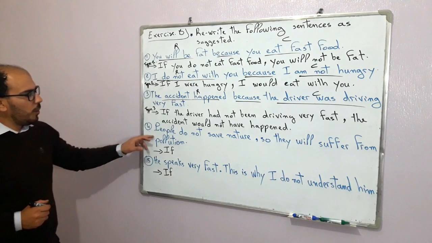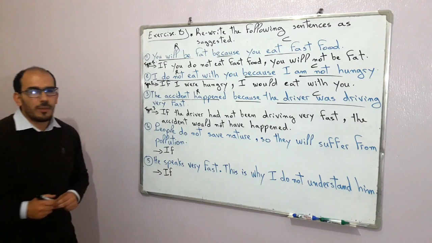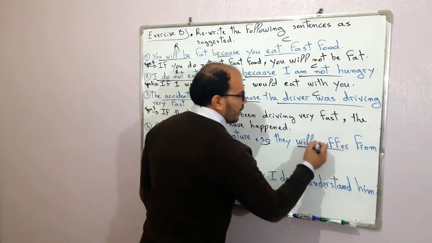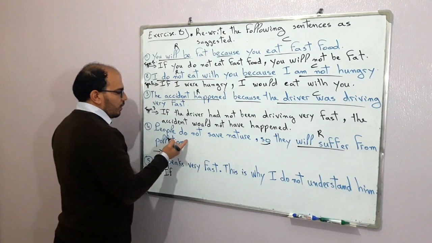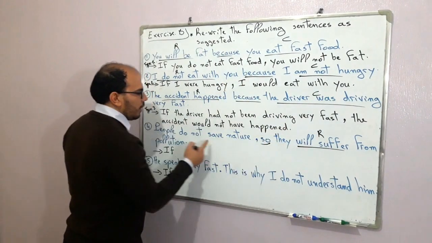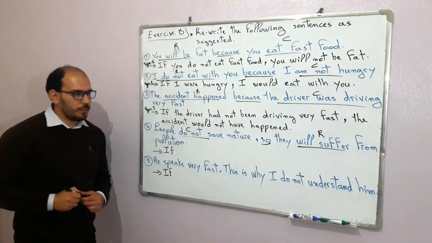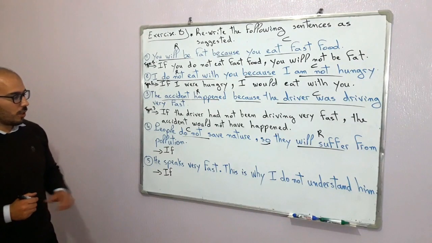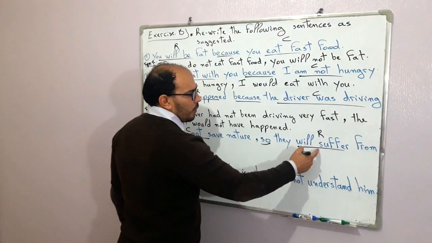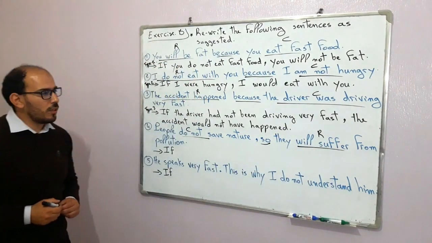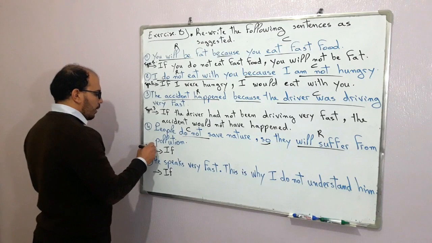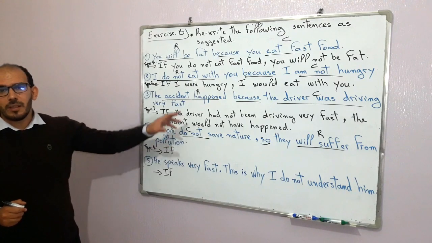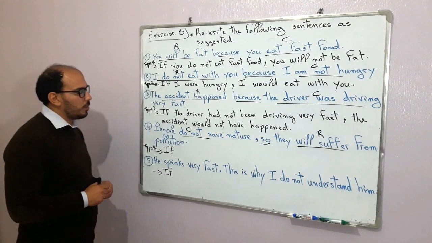For the next example, people don't save nature, so they will suffer from pollution. I have the word so. When I have so, this means that this is the result. And people don't save nature, so this means that this is the cause or the condition. And this is the result of this condition. So, for the result, I have the verb will suffer, which means it is written in the simple future. And this means that we are talking about type 1. Type 1: the condition in simple present, the result in simple future.